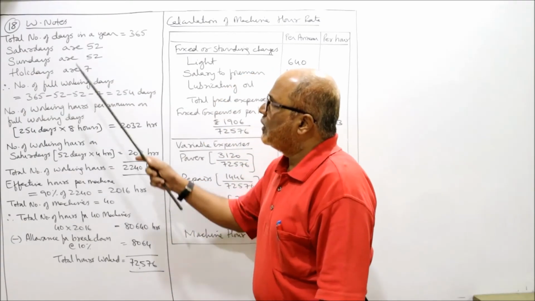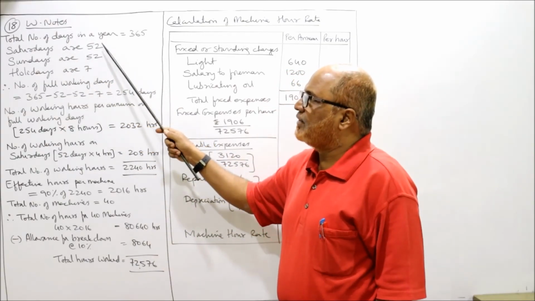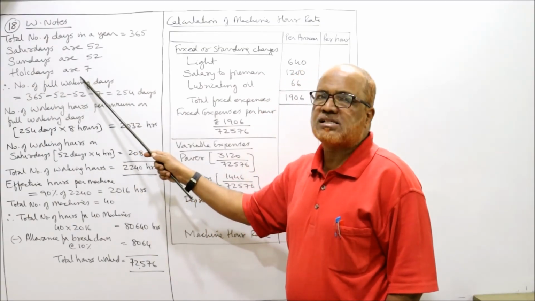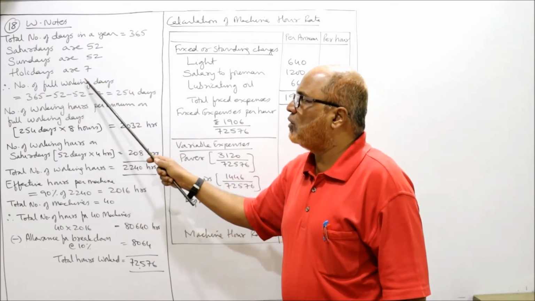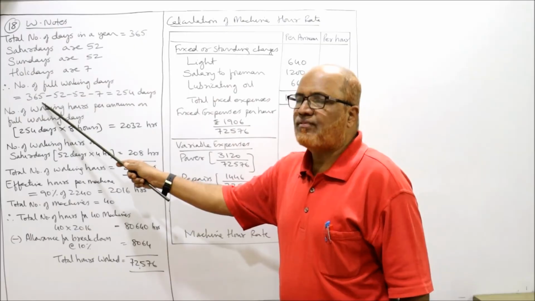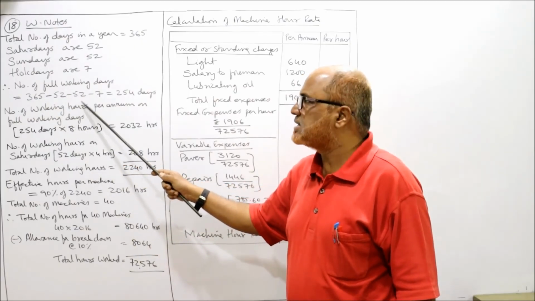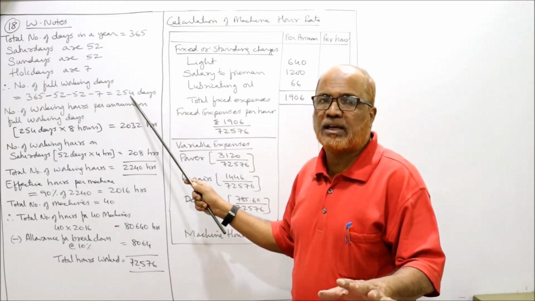Now, see here. Total number of days in a year, 365. Saturdays are 52. Sundays are 52. And number of holidays are 7. 3 plus 2 plus 2, 7 holidays. So number of full working days will be how many? So 365 minus 52 Sundays minus 52 Saturdays minus 7 holidays. So 254 are the full working days.